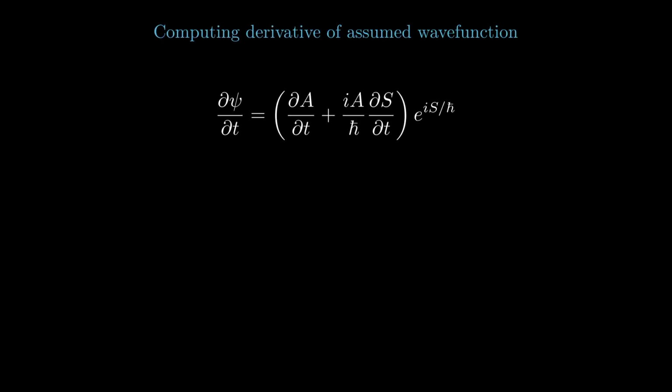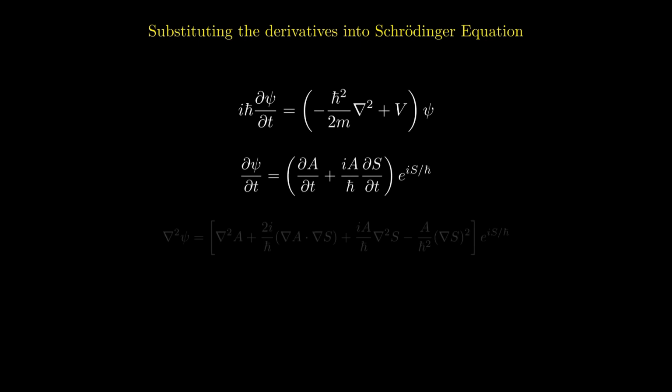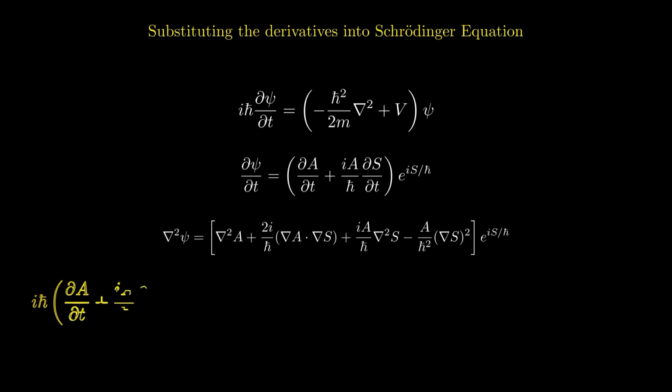Now, we need to compute the time derivative and Laplacian of the trial wave function. Upon doing so, we are going to end up with these equations right here. Now, we need to substitute this time derivative and Laplacian of the wave function back into Schrödinger's equation. Upon doing so, we are going to end up with this final equation right here.